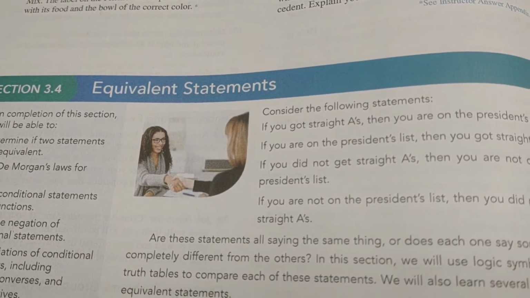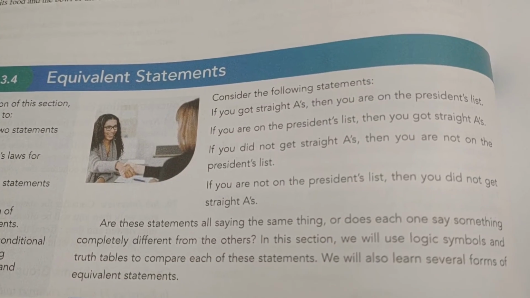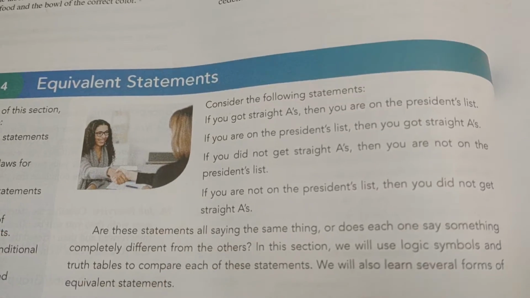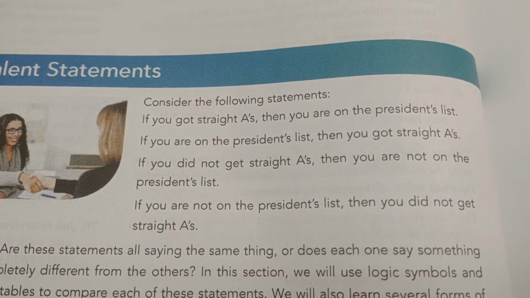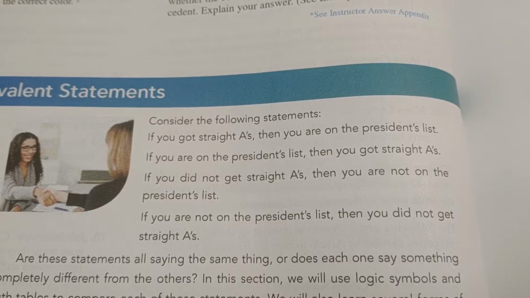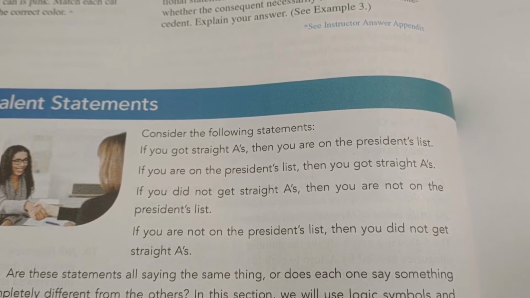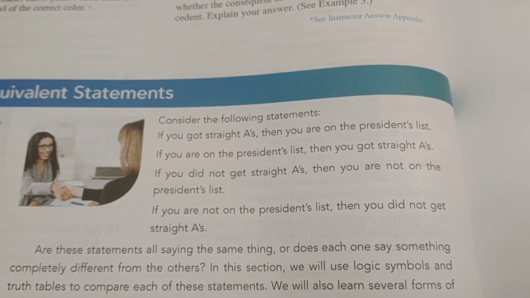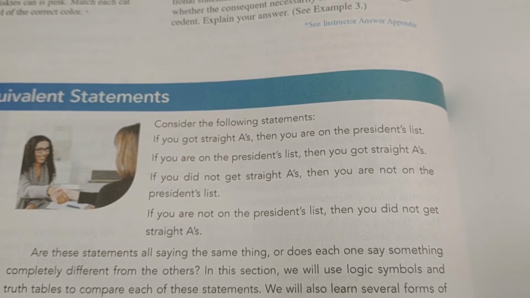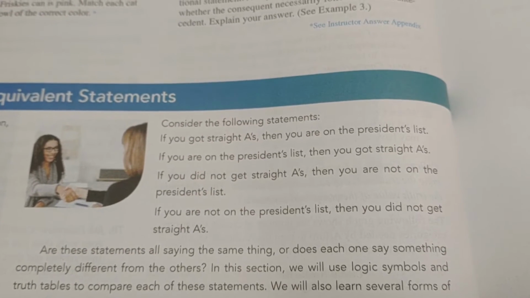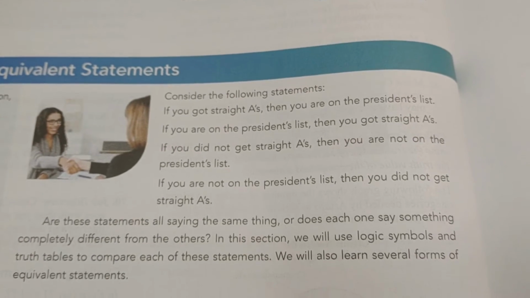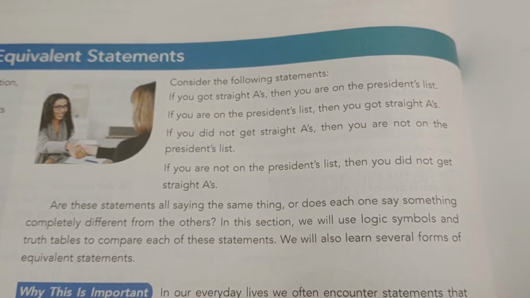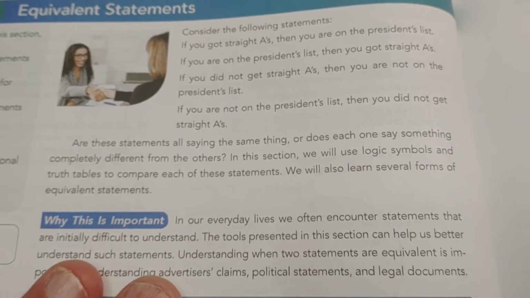Okay, this section 3.4 is about equivalent statements. If you read the beginning here, it says, consider the following statements. If you get straight A's, then you are on the president's list. If you're on the president's list, then you get straight A's. If you did not get straight A's, then you are not on the president's list. If you're not on the president's list, then you did not get straight A's.